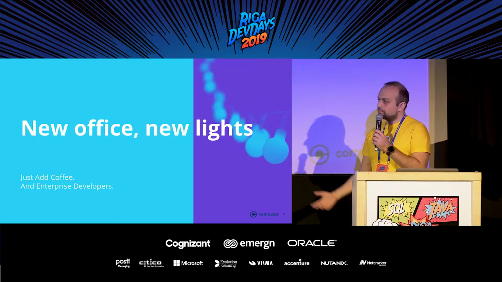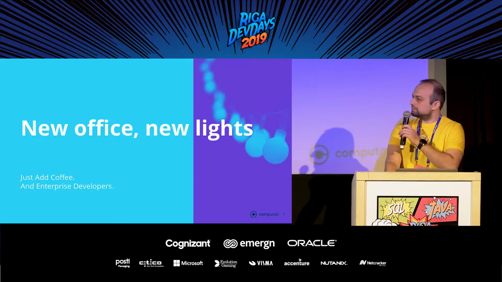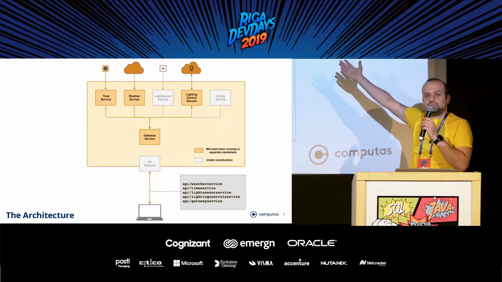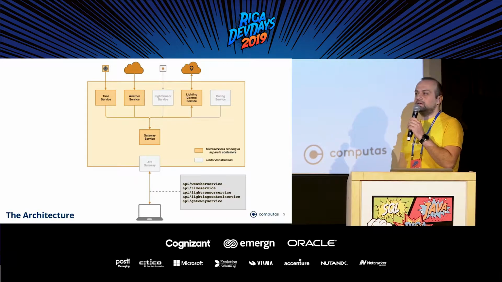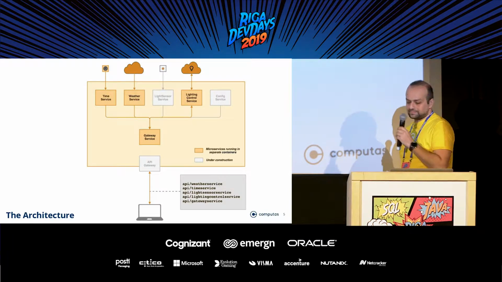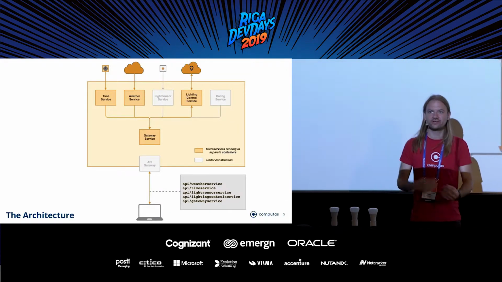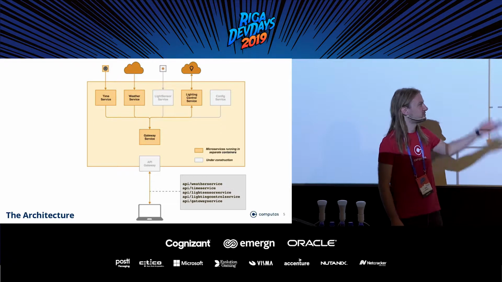Should we show the architecture first? Yeah, I think we should. So, the fantastic, amazing enterprise architecture of controlling the lights. As we said, we are engineers, so we're over-engineering things to show a proof of concept, and that's what you can see on the screen here.